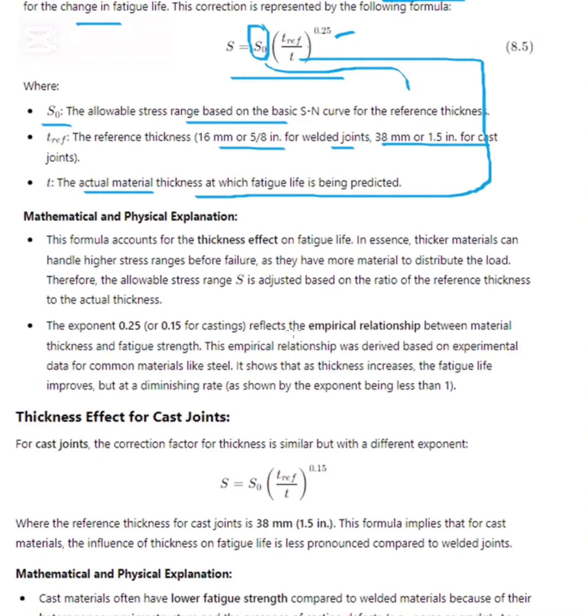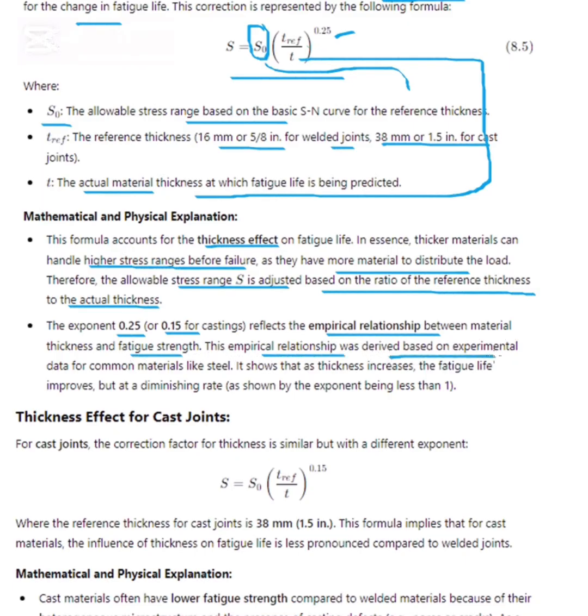Regarding the mathematical and physical explanation, the formula accounts for the thickness effect on fatigue life. In essence, thicker materials can handle a higher stress range before failure as they have more material to distribute the load. Therefore, the allowable stress range is adjusted based on the ratio of the reference thickness to the actual thickness. The exponents 0.25, or 0.15 for casting, reflect the empirical relation between material thickness and fatigue strength. The empirical relation was derived from experimental data. For common materials like steel, as the thickness increases, the fatigue life improves, but at a diminishing rate.